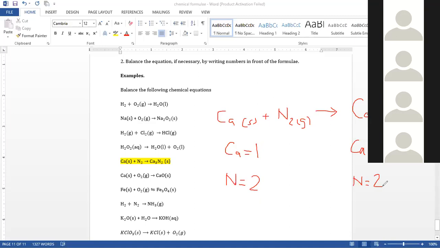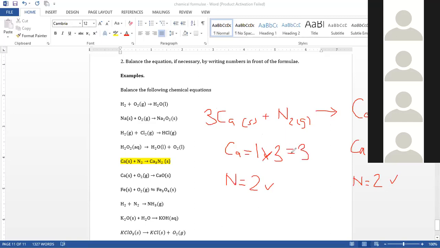Daphne, I see Daphne is... If we put a three in front of calcium, we see nitrogen is fine, so I won't tamper with it. Calcium on the right-hand side we have three, on the left-hand side we have one. Daphne has told us that we put a three in front of calcium. That means it will be one times three, which will give us three.